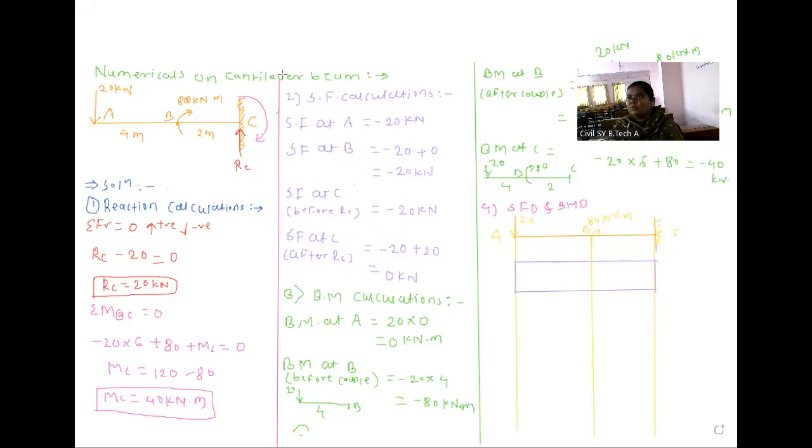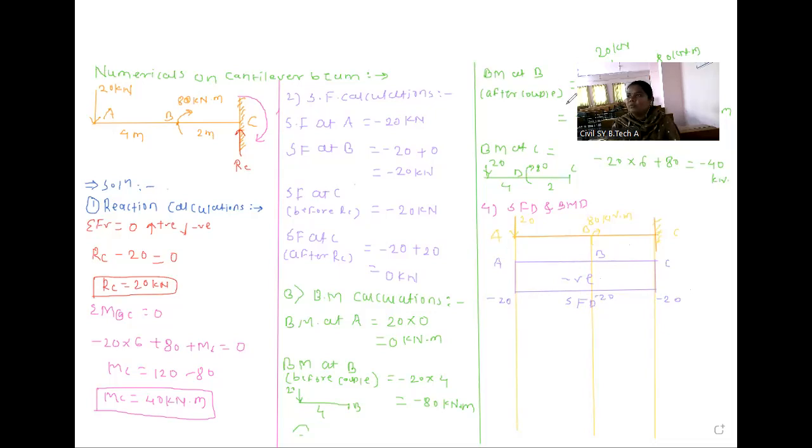The whole diagram is below baseline, so this is a negative diagram. This is the shear force diagram. So here the value is minus 20. Here again minus 20. This is A point, this is B point, and this is C point. Here also minus 20. So this is the shear force diagram. After that we will draw the bending moment diagram.